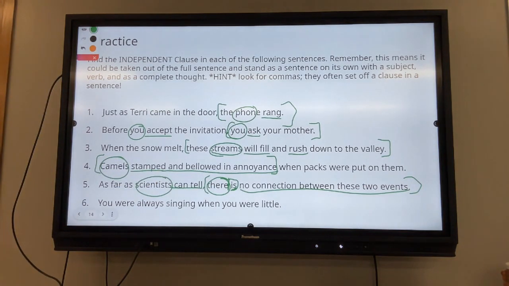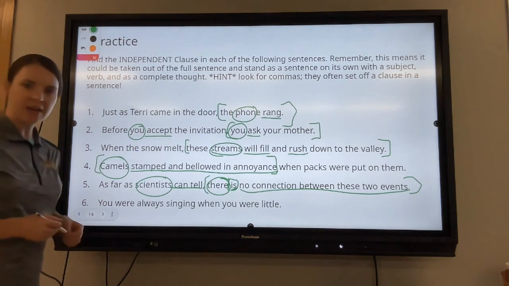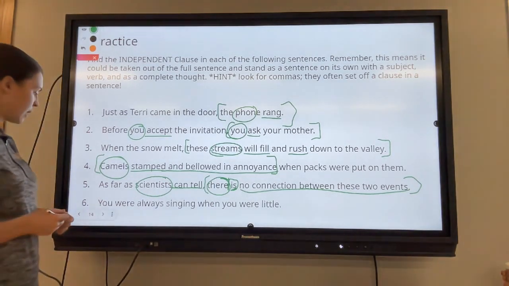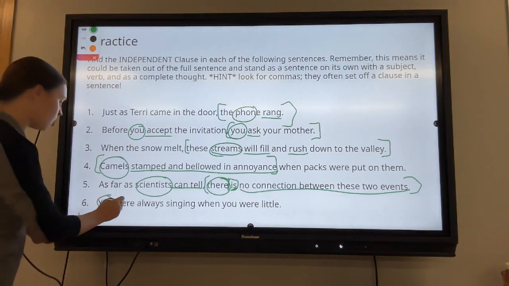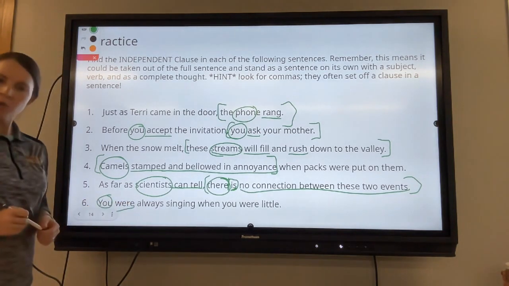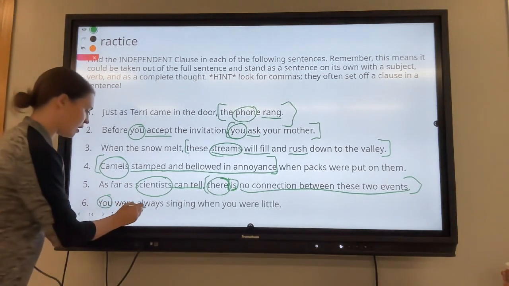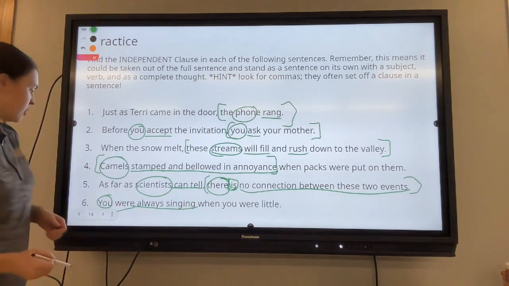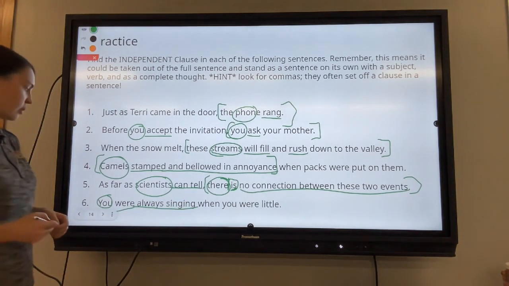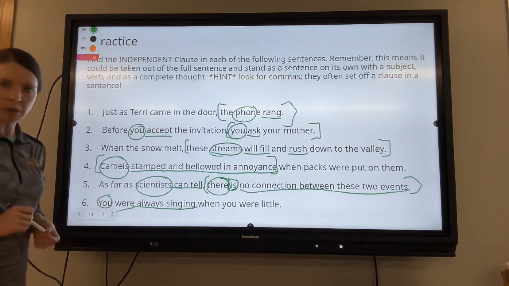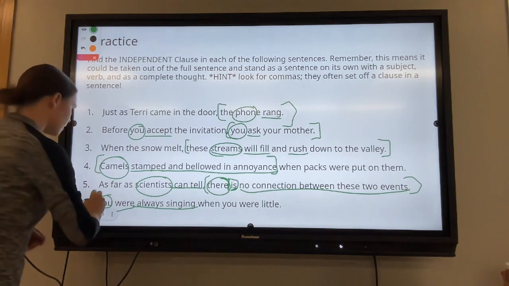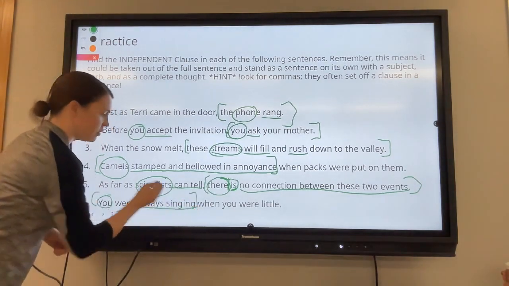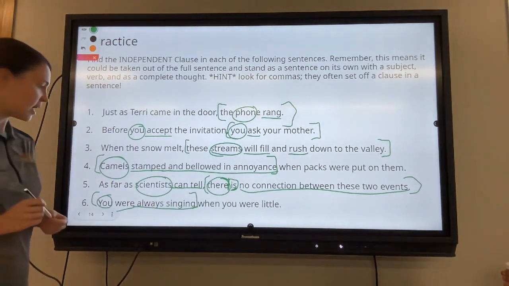Look at the last one. You were always singing when you were little. Start by finding the first subject, pronoun again, you, and the linking verb again, were. And what were you always doing? Singing, always singing. You were always singing when you were little. We already have a complete thought right here. You were always singing. That can stand by itself. There's an independent clause.